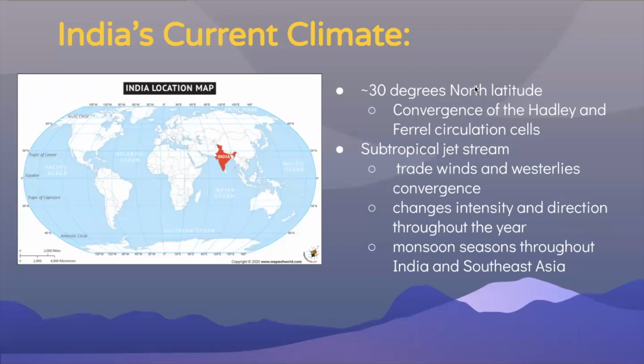So India sits at about 30 degrees north latitude at the convergence of the Hadley and Ferrel circulation cells. It also is at the convergence of the trade winds and the westerlies, and that creates a subtropical jet stream. And the jet stream creates the monsoon seasons throughout India and Southeast Asia.